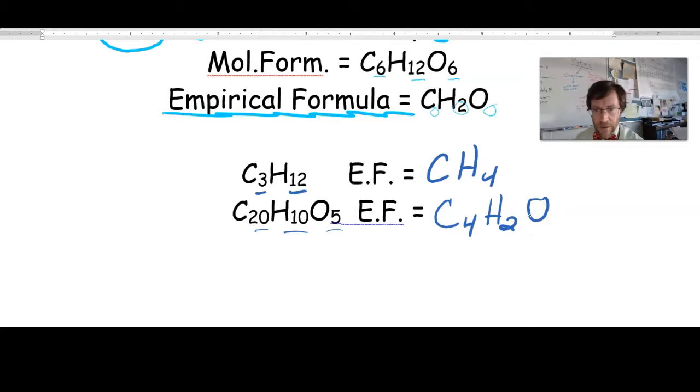Let me see. So what I'm gonna do is I'm gonna check. I divided everything by 5, so I'm gonna multiply by 5 again. And I can't get it any simpler than this because there's only 1 of carbon and 1 of oxygen. So yeah, that's as simple as I can get.